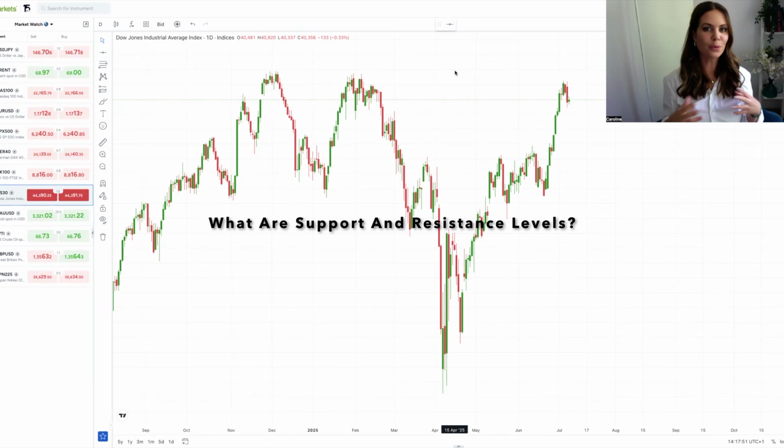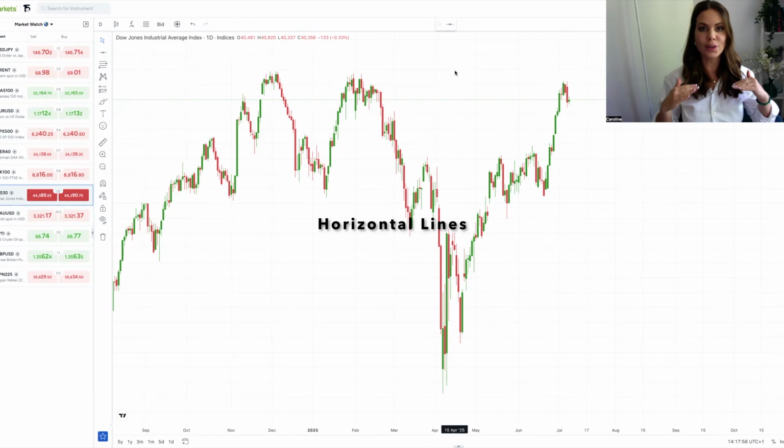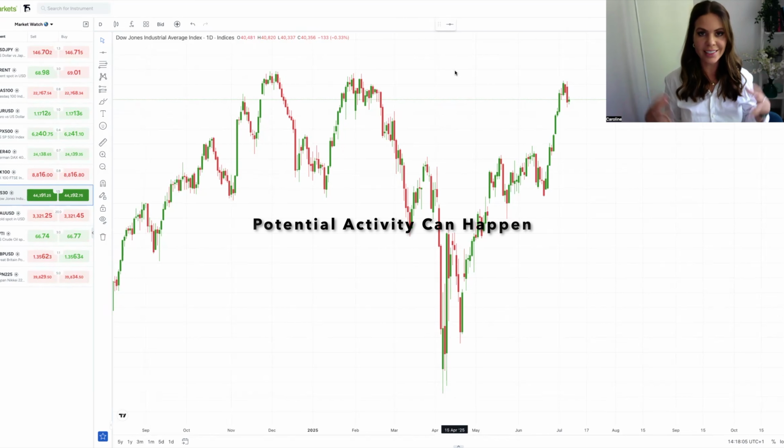So first of all, what are support and resistance levels? Support and resistance levels are horizontal lines which we draw on the chart, which can show us where potential activity can happen. As I said before, it's like a roadmap for trading activity.